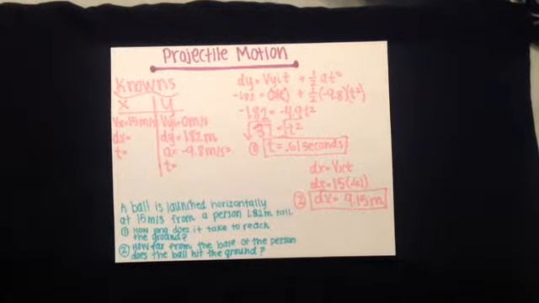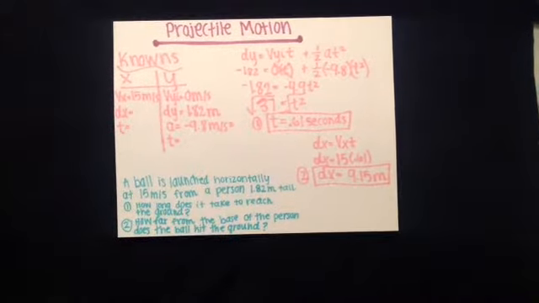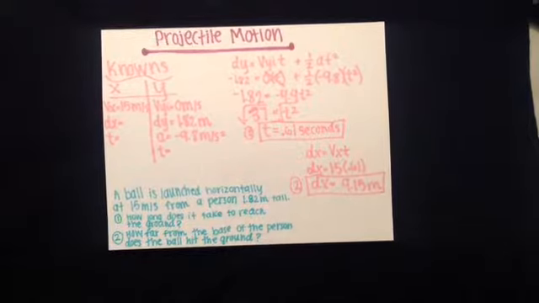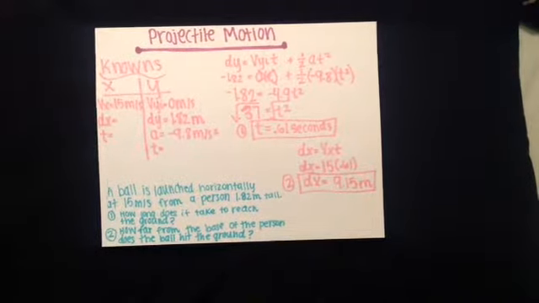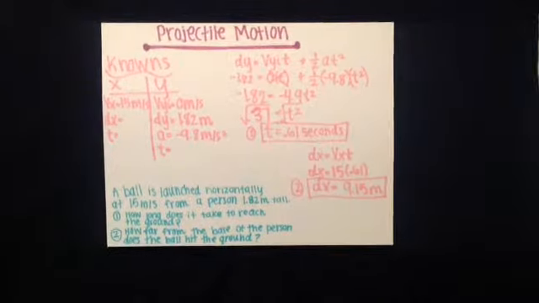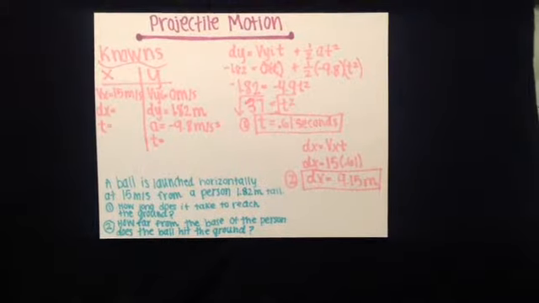Next, in order to find the horizontal distance, we have to plug in the values that we know into the equation. Horizontal distance equals horizontal velocity multiplied by the time. We can plug in 15 for the horizontal velocity and 0.61 in for the time. After multiplying, we get the horizontal distance to be 9.15 meters.